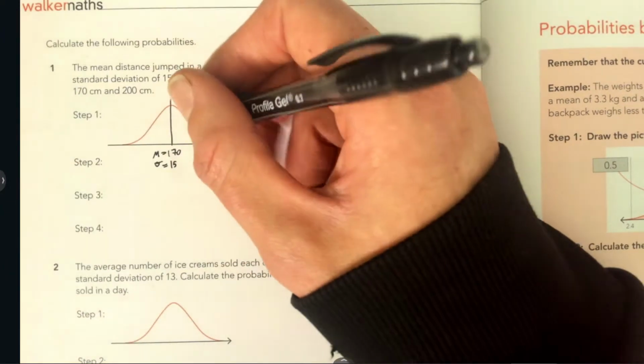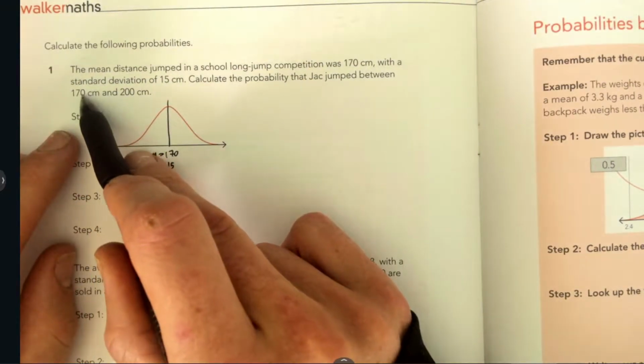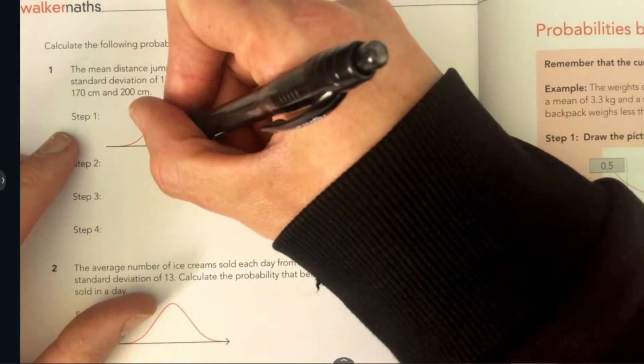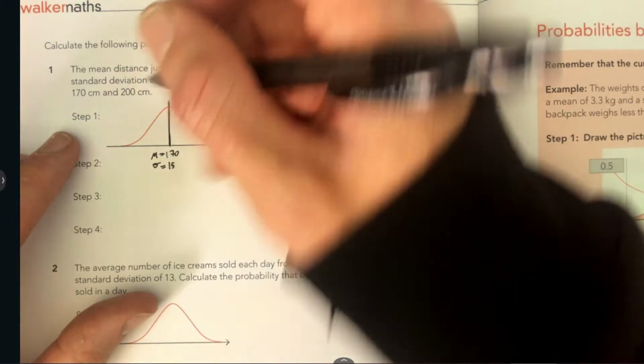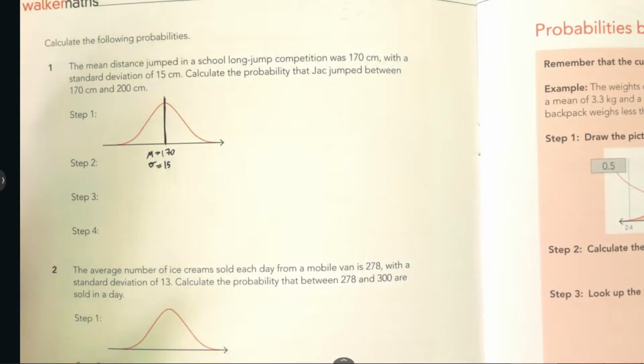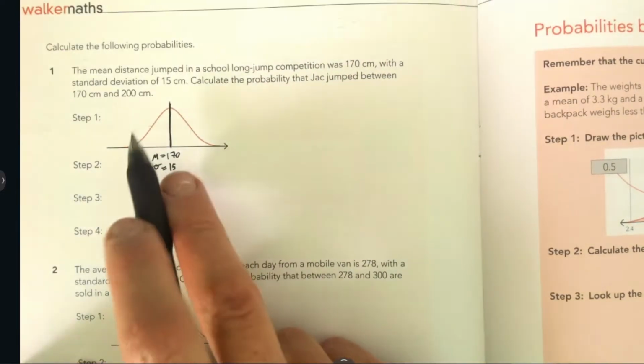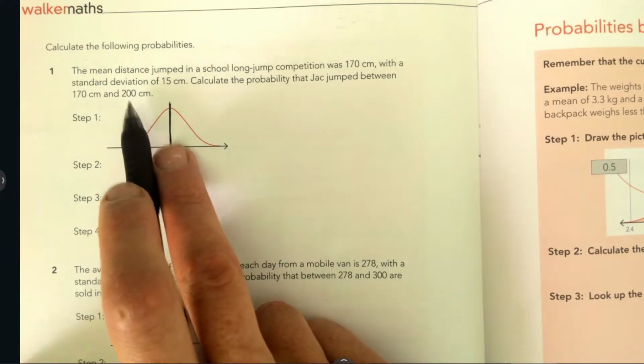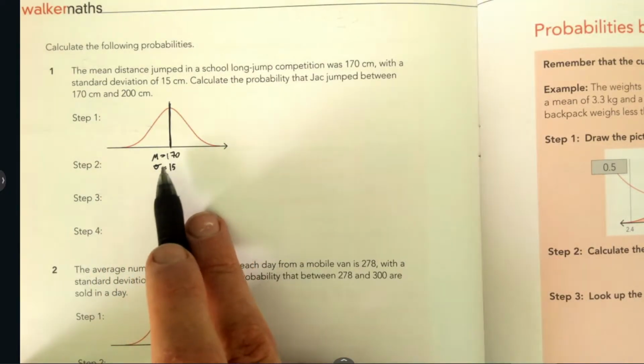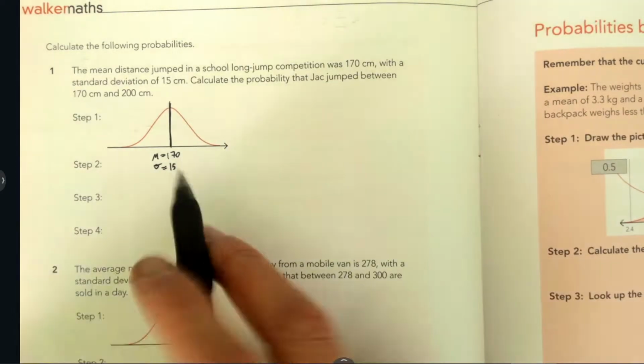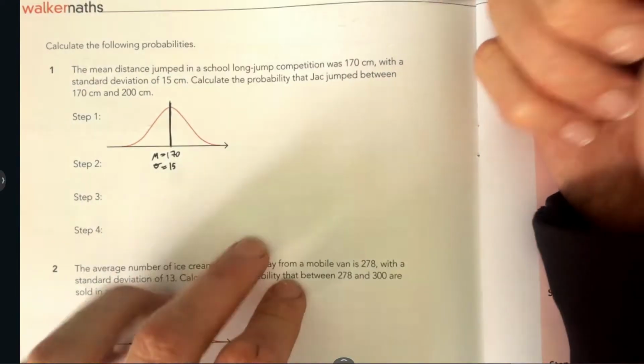So now it's a shading game. So 170, where is that? Well, actually that is the mean, which is very convenient and makes this the easiest type of question to answer. And 200 centimeters. Now you don't really need to worry about placement, but I'm just going to be really particular with this one.